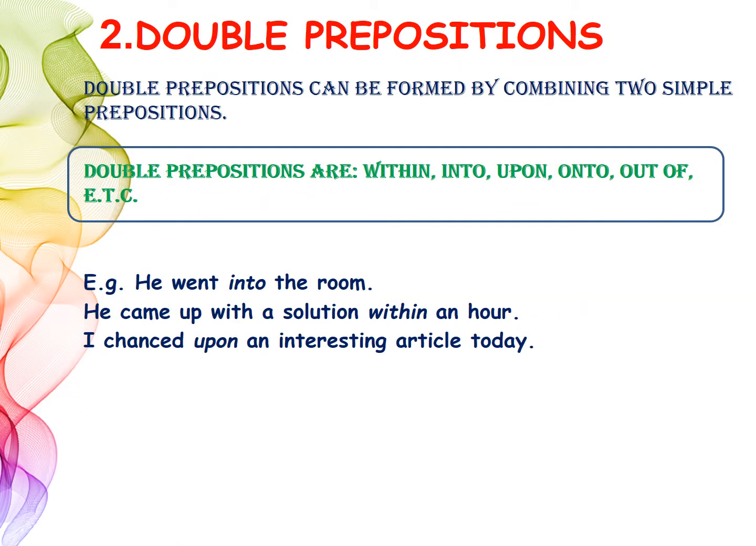Double prepositions. Double prepositions can be formed by combining two simple prepositions. Double prepositions are within, into, upon, onto, out of, etc. Now, if we look at the preposition within, it is formed by combining the preposition with and the preposition in. Likewise with the other prepositions mentioned here.